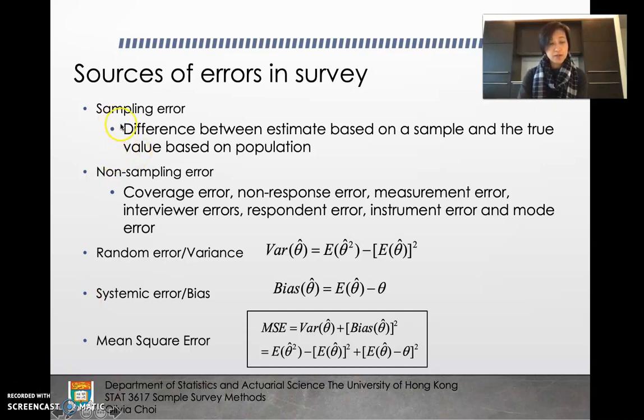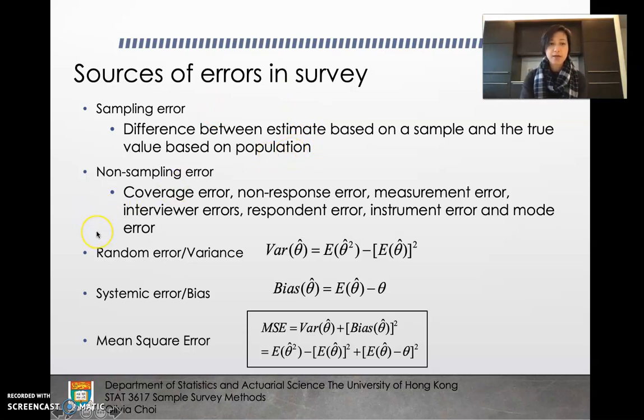Statistically, we talk about sampling error. The sampling error is defined as the difference between the estimate based on the sample and the true value based on the population. So we want to reduce that sampling error so that the estimate is closer to the true value of the population.